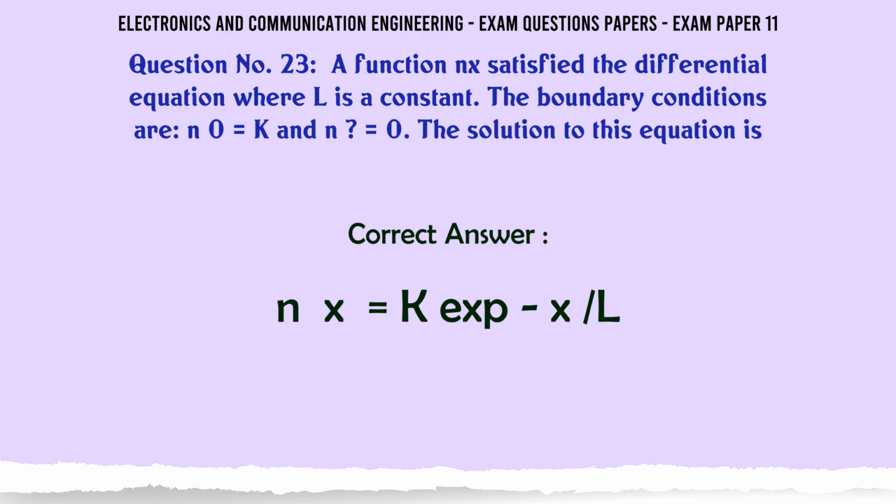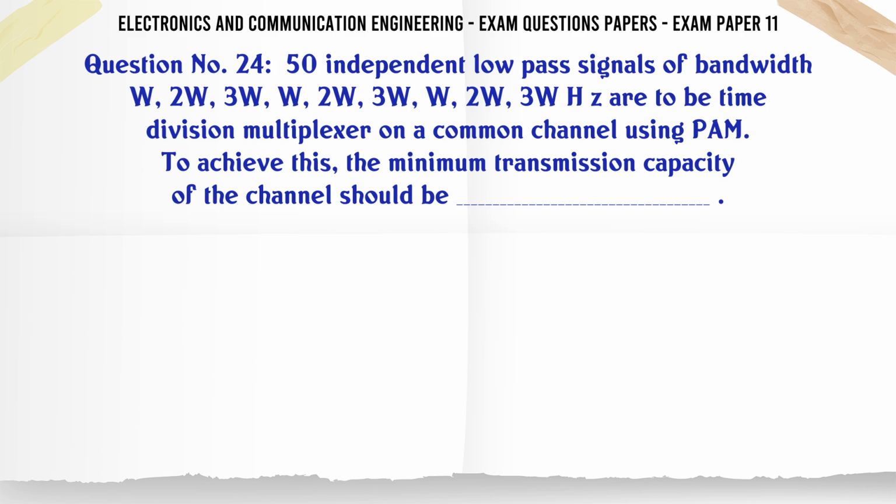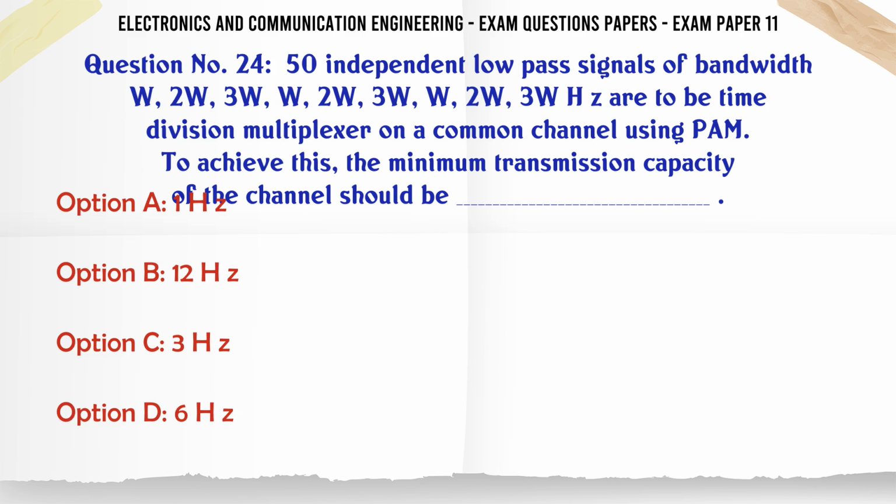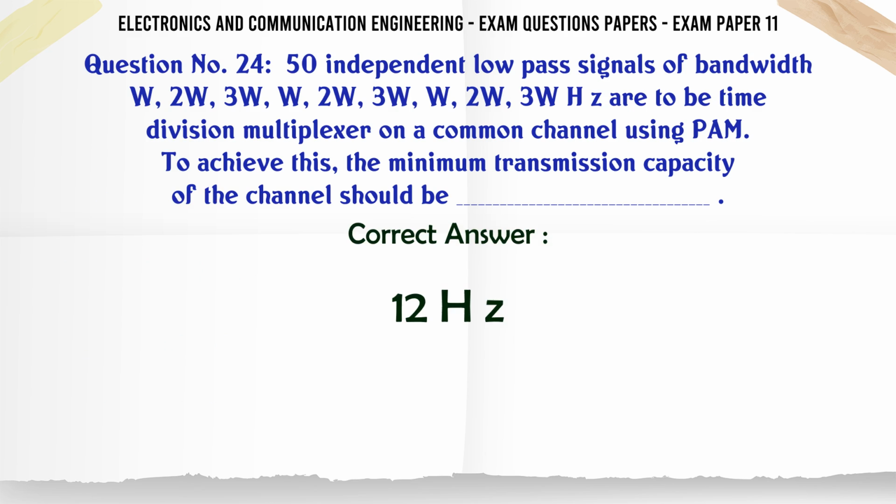The correct answer is n(x) = k e^(-x/L). 50 independent low-pass signals of bandwidth W Hz are to be time division multiplexed on a common channel using PAM. To achieve this, the minimum transmission capacity of the channel should be: A, 1 Hz; B, 12 Hz; C, 3 Hz; D, 6 Hz. The correct answer is 12 Hz.